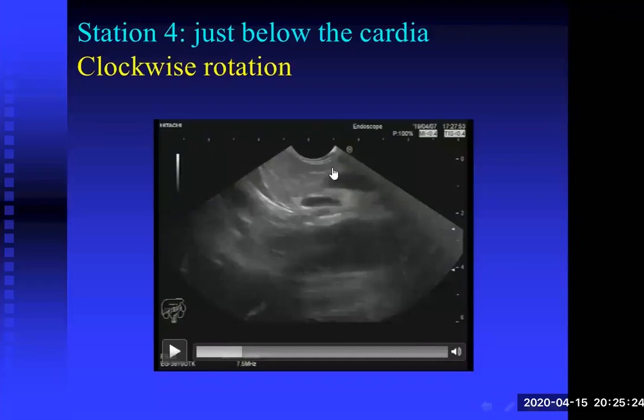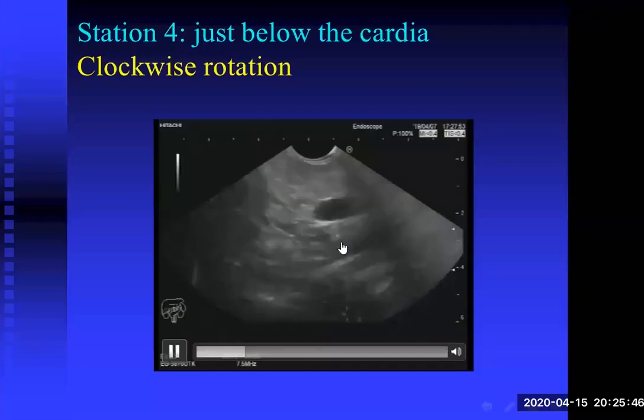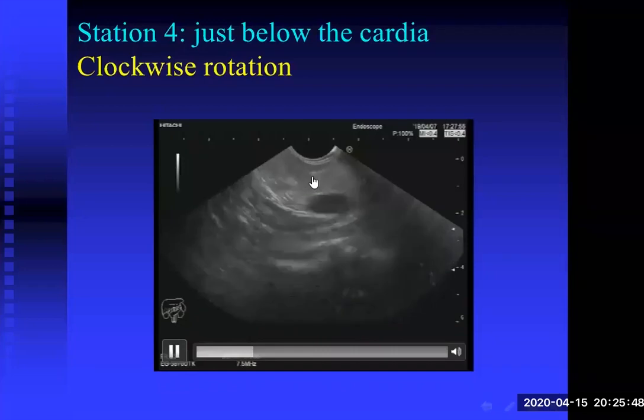By then, here, this is the level of the pancreatic body. The level of the pancreatic neck is at the venous confluence, exactly. And the pancreatic body is at the level of the splenic vessels. Here, the splenic vessels are located in the middle of the screen. Then I can do now clockwise rotation, pancreatic body.